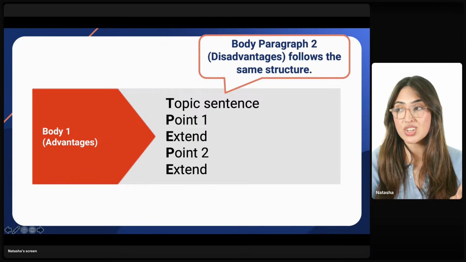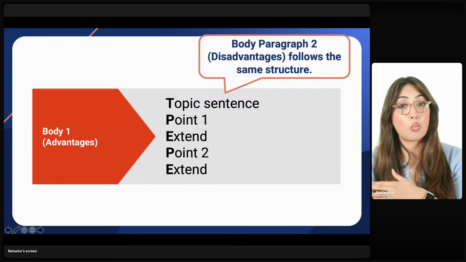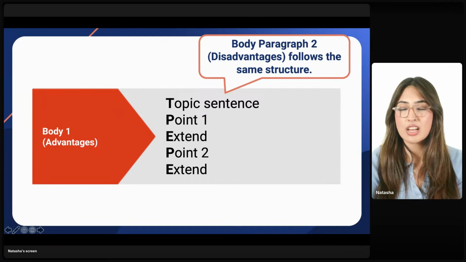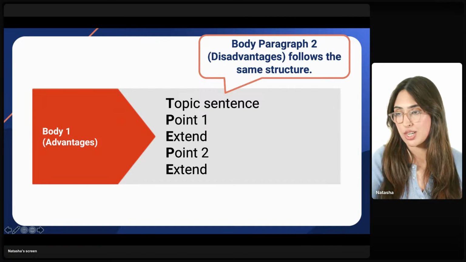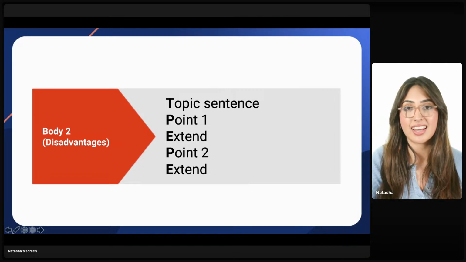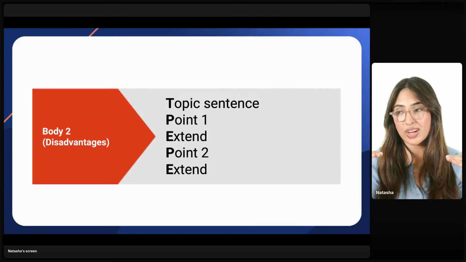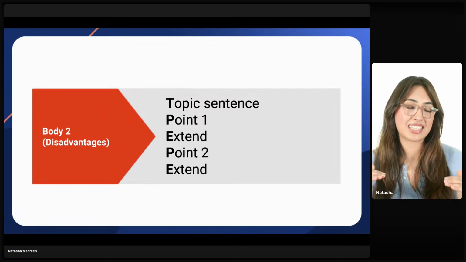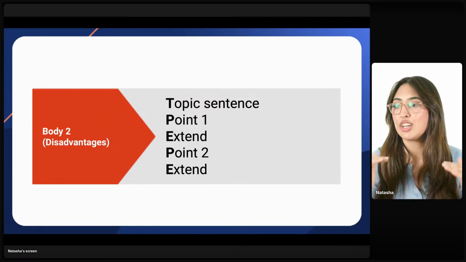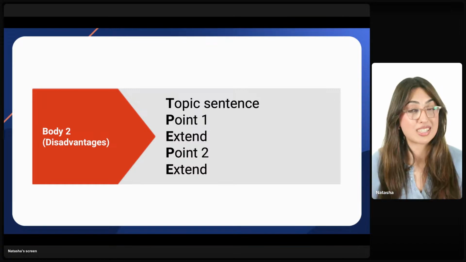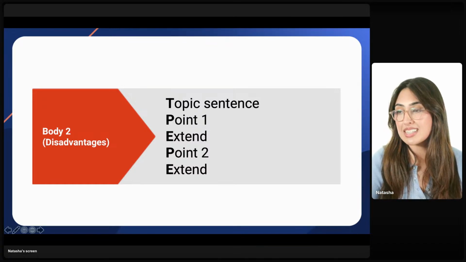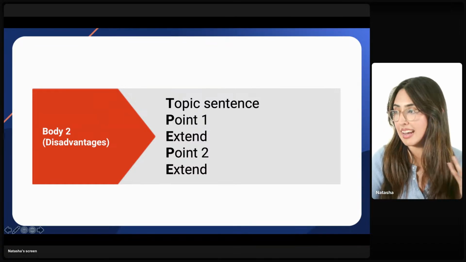It's important to note that body paragraph 2, when you're outlining the disadvantages, follows the exact same structure. And this is what it looks like. Again, you have a topic sentence, you make your first point, you extend that with explanations and evidence, you make a second point with your second disadvantage, and you extend again with examples and explanations.